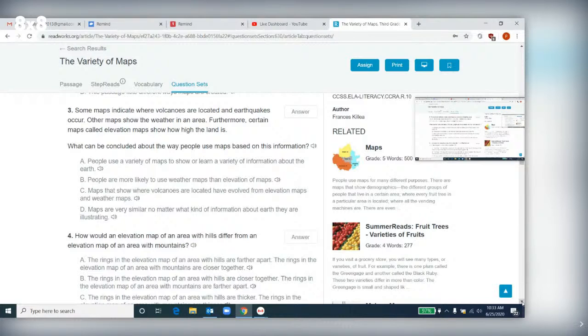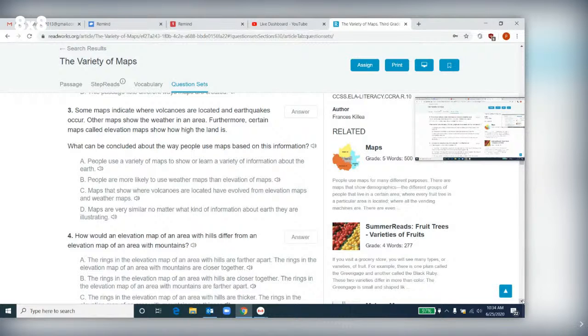B, people are more likely to use weather maps and elevation maps. It doesn't really say that. C, maps to show where volcanoes are located evolved from elevation maps and weather maps. Maybe, probably not. D, maps are very similar no matter what kind of information about Earth they are illustrating. And we know maps are really different because we talked about the elevation, plate tectonics, and weather. So really, I think it comes down to A, people use a variety of maps to show or learn a variety of information about the Earth. We talked about weather, elevation. You have the basic map that just gives you directions. So a map just depends on what you're looking for. Okay, so people use them for a variety of reasons. So it'd be A.